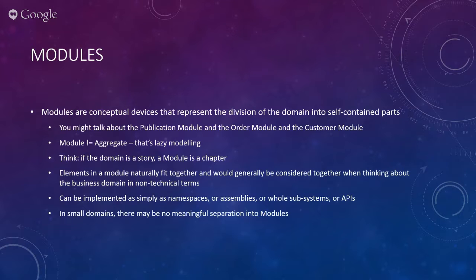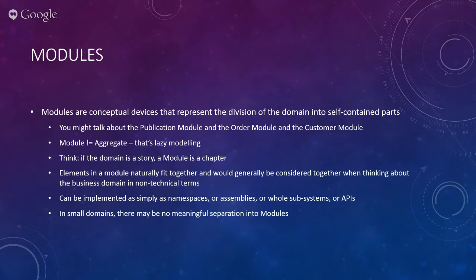Modules. We're starting to get into fuzzy territory here. So modules are conceptual devices that represent the division of the domain into self-contained parts. So isn't that just a namespace, right? Well, not exactly. So you might talk about the publication module, the order module, the customer module. These are sub-portions of the domain that you can divide off and hang together.